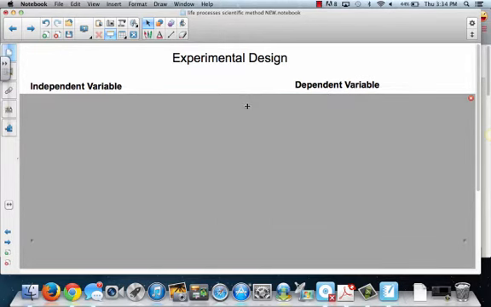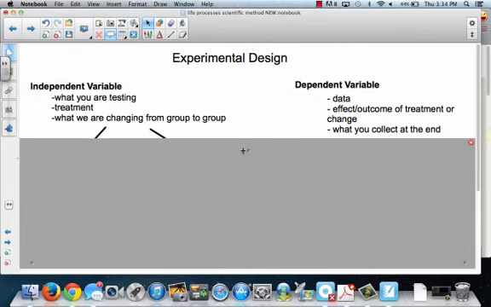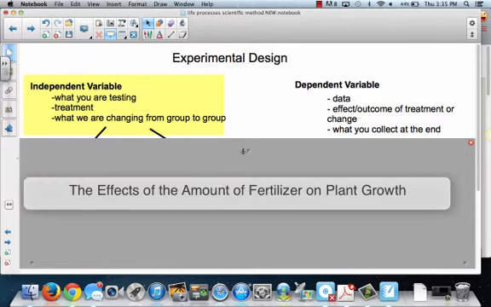First, we're going to talk about the independent variable. The independent variable is what you are testing. That is the question that you asked. So if you are interested in how the amount of fertilizer affects plant growth, the amount of fertilizer is what you're asking to see if it has an effect. That is what you're testing. The amount of fertilizer is going to be the treatment that you give the plants. And the amount of fertilizer is also what you're changing from group to group. So in that experiment, the amount of fertilizer would be the independent variable.